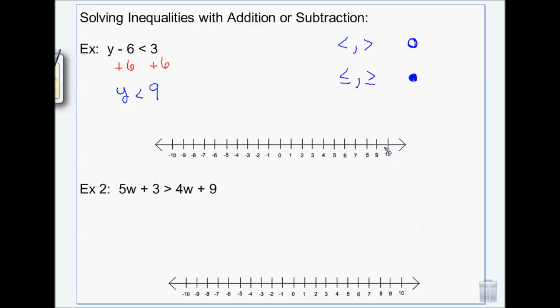So y is less than 9. I have an open circle on 9. Okay, and which side of numbers are less than 9? This side over here, right? So then I shade this whole thing. So y can be any number from here over to negative infinity.